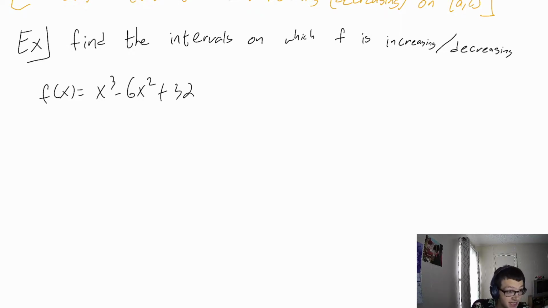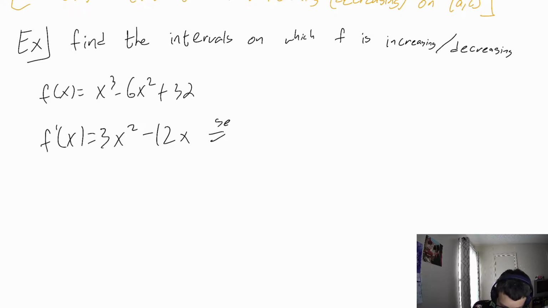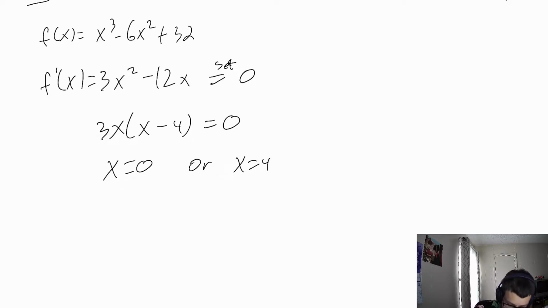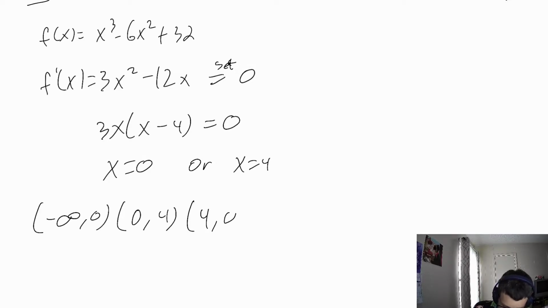So for example, let's find the intervals on which f is increasing or decreasing. Step 1 is we need to take the derivative and set it equal to 0. So f'(x) is going to be 3x squared minus 12x. We can factor out a 3x from both of these to get 3x times (x minus 4). And this tells us that x equals 0 or x equals 4. So now we can use this to break the line into chunks: the chunk from minus infinity to 0, the chunk from 0 to 4, and the chunk from 4 to infinity.